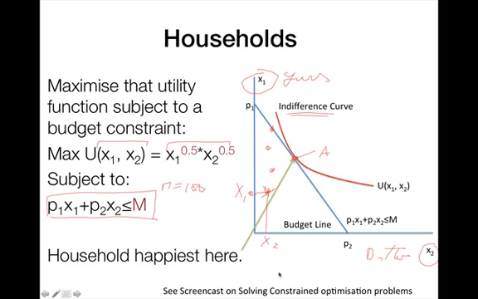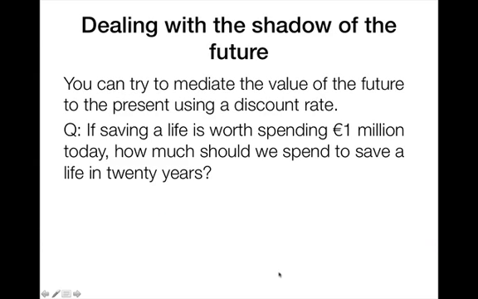But just as I said at the end of the last lecture, this is just one way to describe households. We have at all times to deal with the shadow of the future. At the end of the day, you can choose to mediate the value of the future to the present using the discount rate. The idea of the discount rate is that it in some sense gives you a way to measure the fact that a bird in the hand is worth two in the bush. The idea that you should at all times take the future with a grain of salt, basically. Okay, how many metaphors can one man mix?